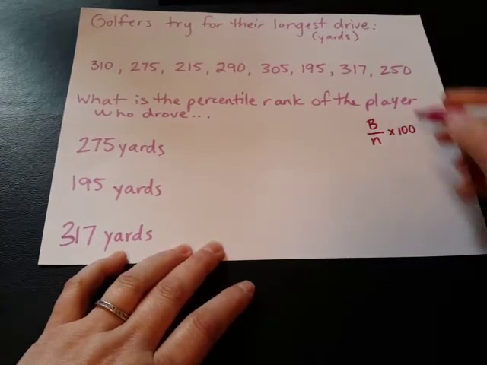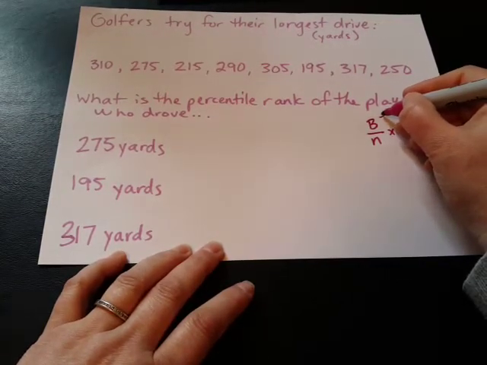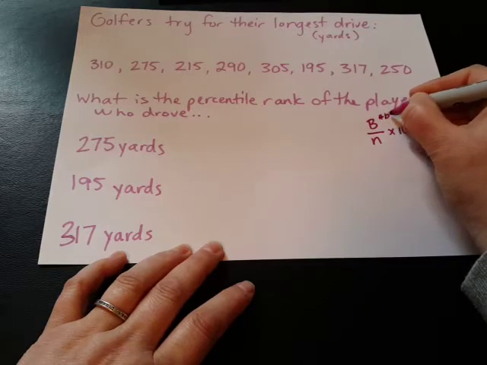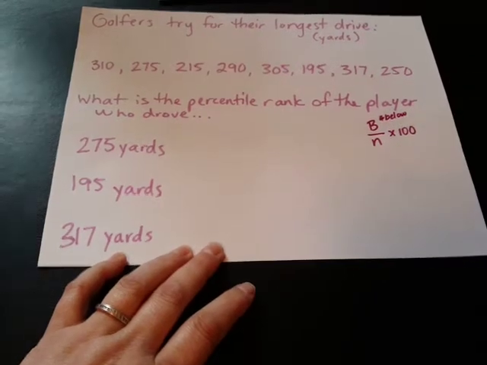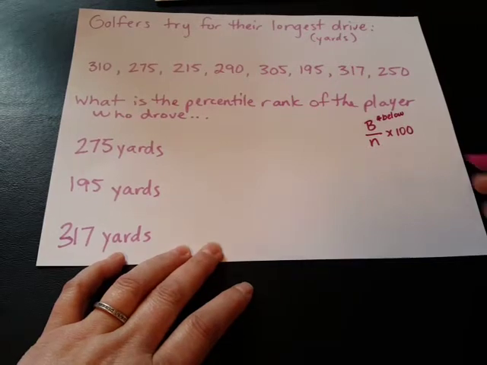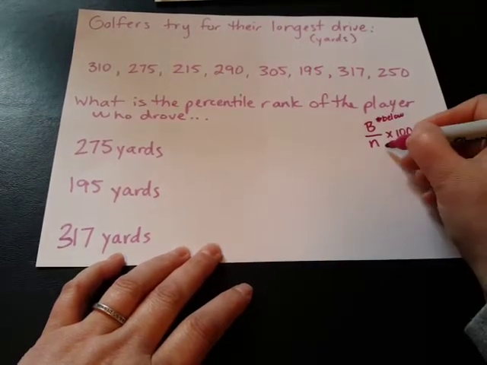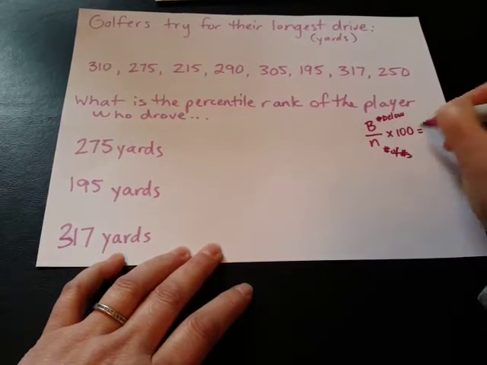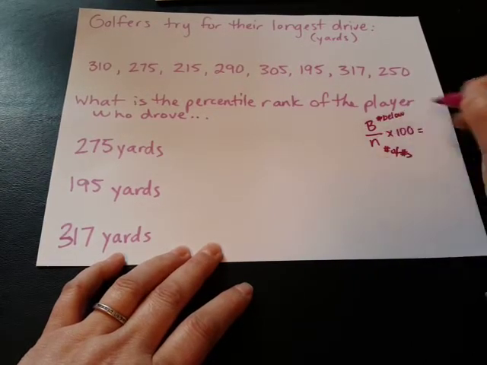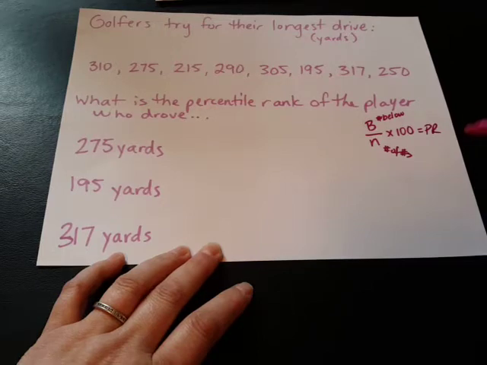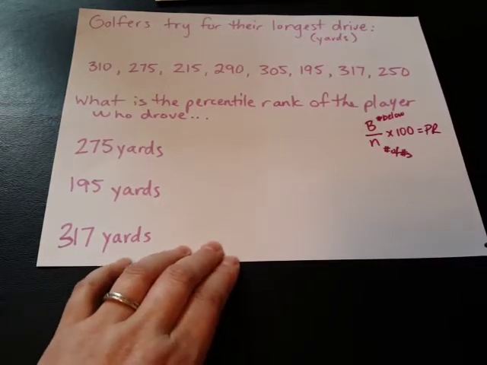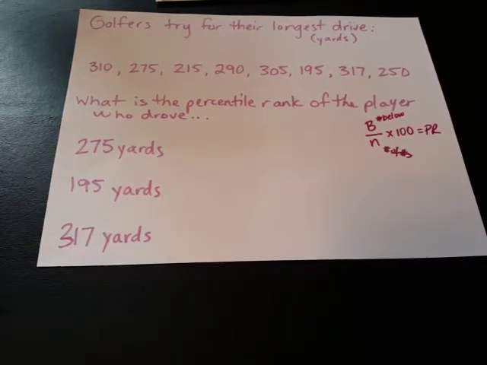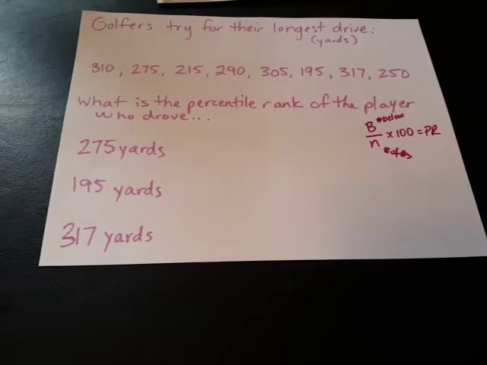So the B is the number below, or number less, or number fewer, or number lower. And N is the number of numbers. And when we divide those two numbers times 100, we will get our percentile rank. And what that tells us is just where we are in the group.